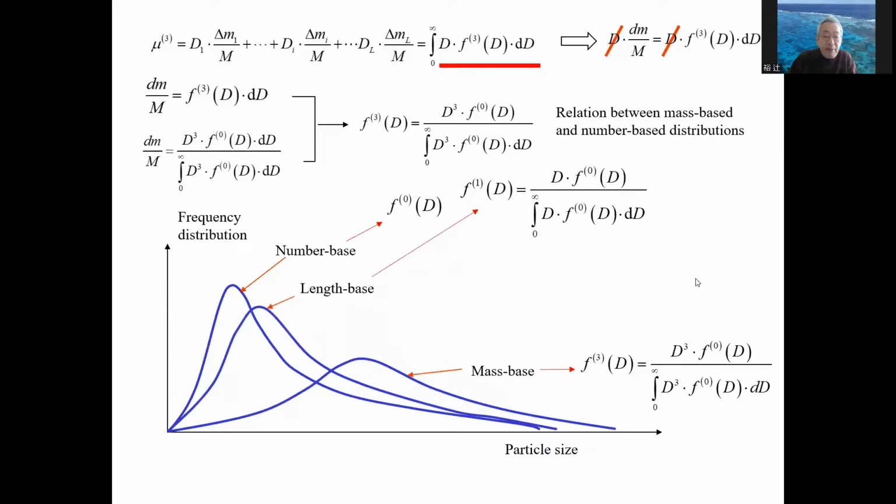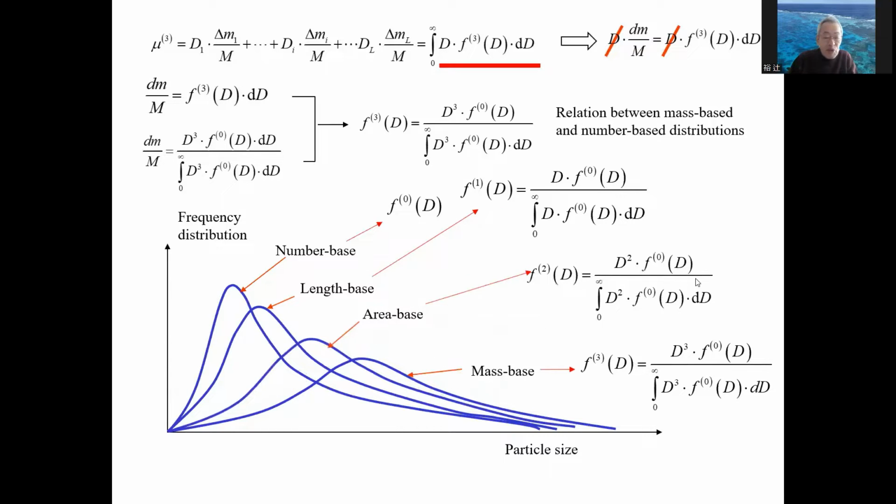Between the number-based and mass-based distributions are the length-based and area-based distributions. All of the mass-based, area-based, and length-based distribution functions are expressed by the number-based distribution function. I omit the derivation of the area-based and length-based formulas. Please check for yourself.